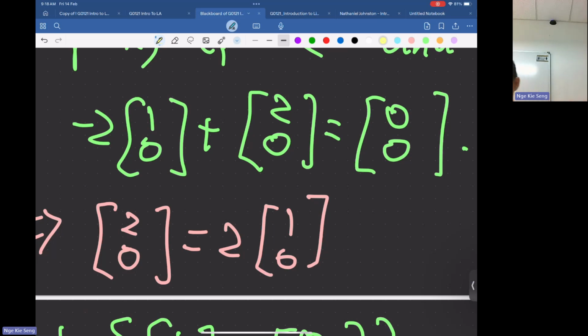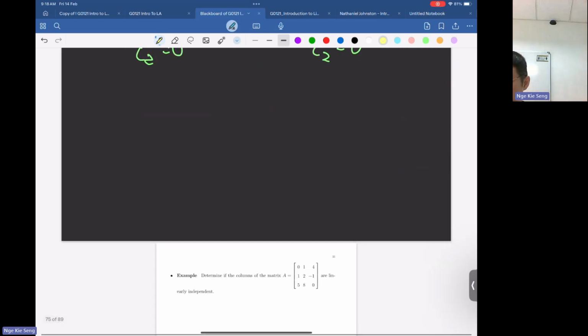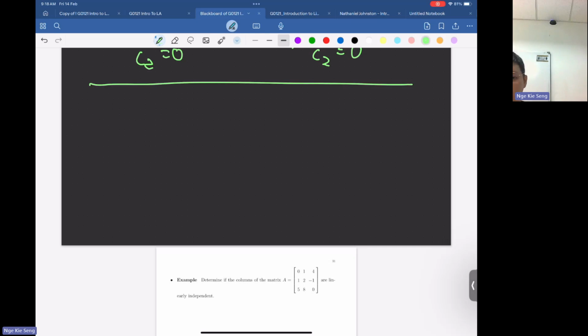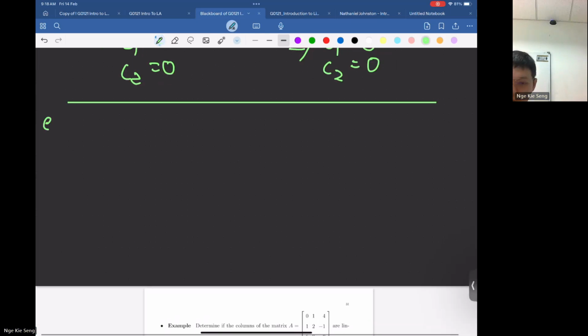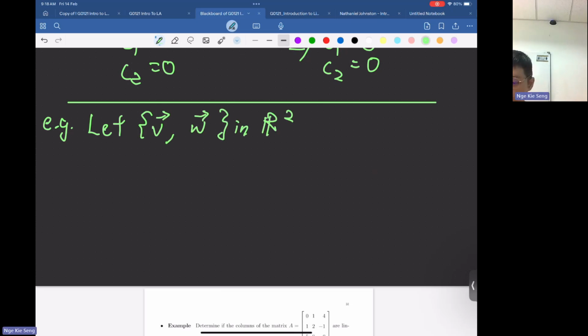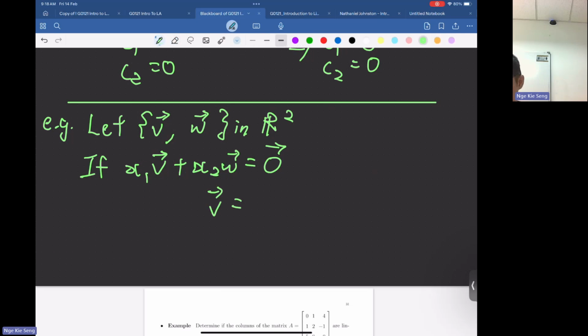So let me quickly show you a very important fact here. We won't go deep. Let V and W be in R^n. If there is a linear relation between V and W, we can write V equals minus x2 over x1 times W. So this is the multiple.